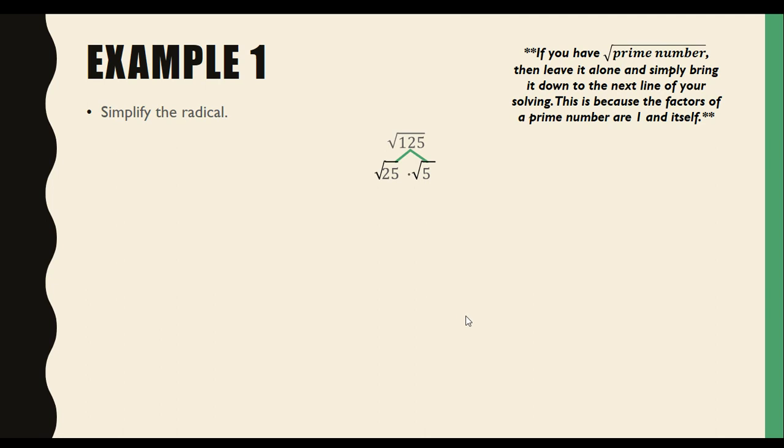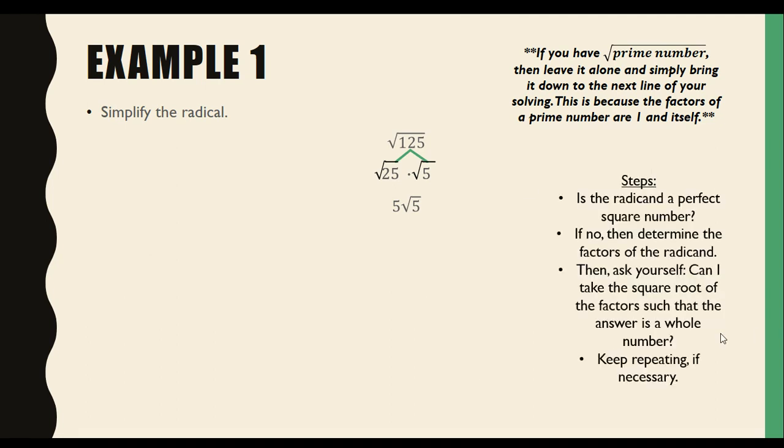What are the square roots of 25 and 5? Well, 25 is a perfect square number. I know the square root of 25 is 5 because 5 times 5 is 25. Now, 5 is a prime number, so I'm going to bring it down, leave it alone, and I'm done. So the square root of 125 simplified is 5 square root 5.